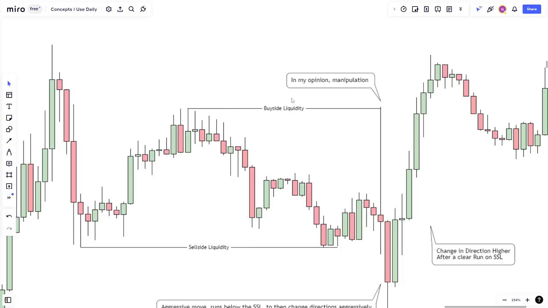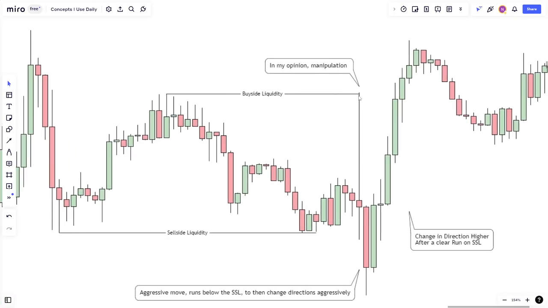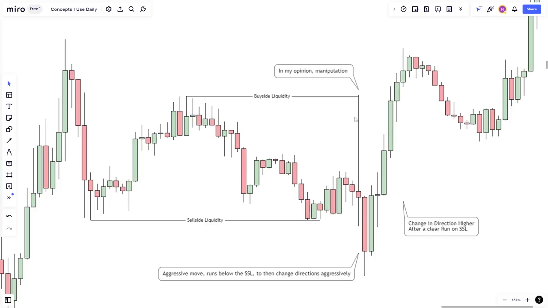So a lot of buy side liquidity is built up above this level, and here, the fact that price goes barely above that high, from my point of view, tends to be not really a run on buy side liquidity, just a little bit more liquidity being created, right?